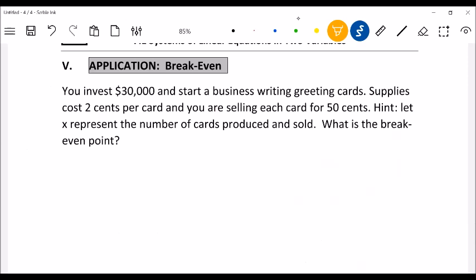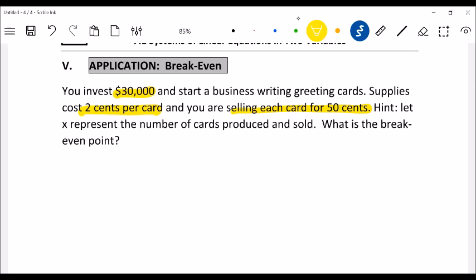The last type of equation is a break-even one. So let's go through the details of this. You invest $30,000 to start a business writing greeting cards. Your supplies cost 2 cents per card, and you're selling each card for 50 cents. Hence, X represents the number of cards you produce and sell. Okay, so what's the break-even point? So it should ask, how many cards would be the break-even point?